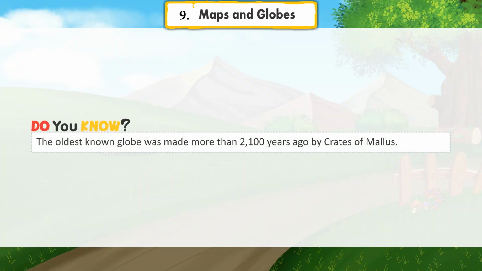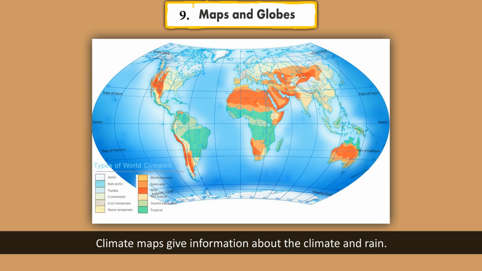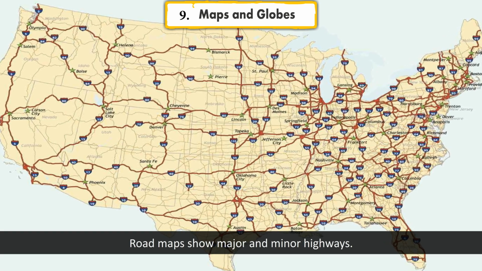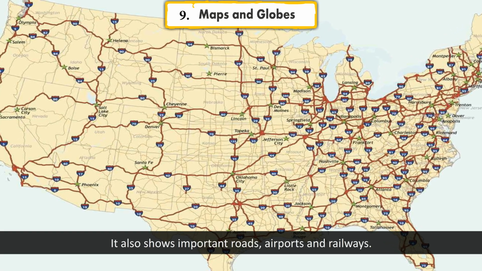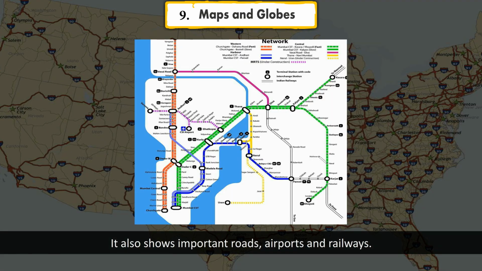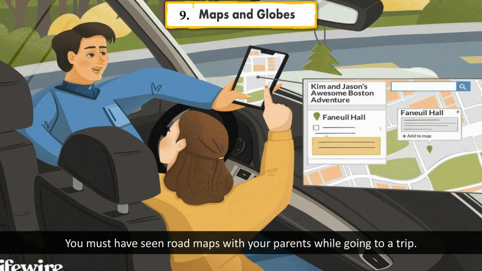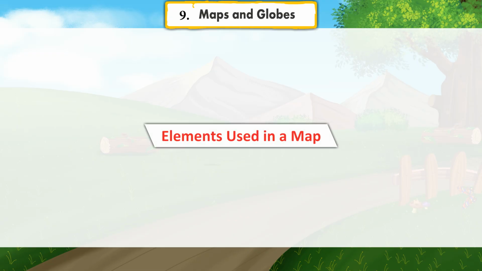Do you know? The oldest known globe was made more than 2,100 years ago by Crates of Mallus. Climate maps give information about the climate and rain. Cartographers use colors to show different climatic regions. Road maps show major and minor highways. It also shows important roads, airports, and railways. You must have seen road maps with your parents while going on a trip.